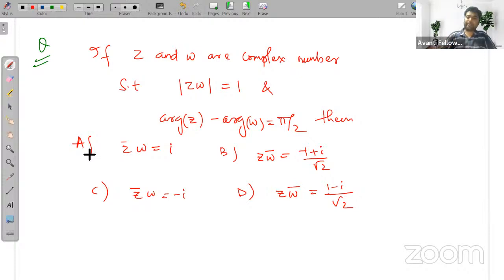Okay, so it's time. Is anyone getting the answer? You can respond in the chat box also. How can you solve this question? If Z and omega are two complex numbers, and it is given that mod of Z omega is equal to 1, and also it is given that argument of Z minus argument of omega is equal to pi by 2. By using all this information, which one of the following is correct? So let's solve.